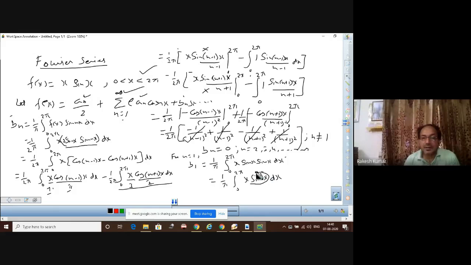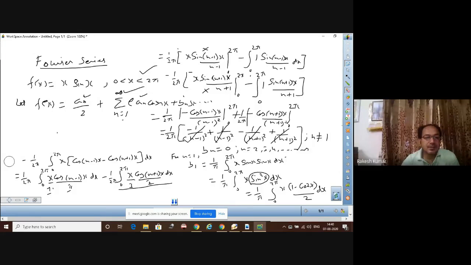After substituting the value of sine square, it will be easier to integrate. So substitute the value, that is 1 minus cos 2x upon 2, using the formula of cos 2x. Now you can easily integrate this term. Let us see. There is some space on the left hand side.